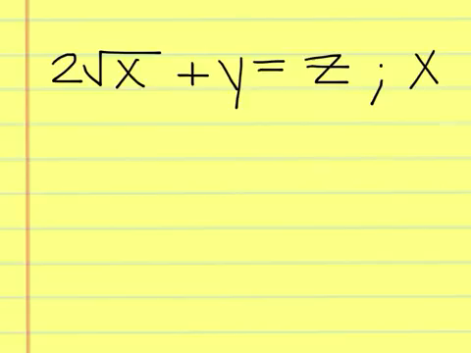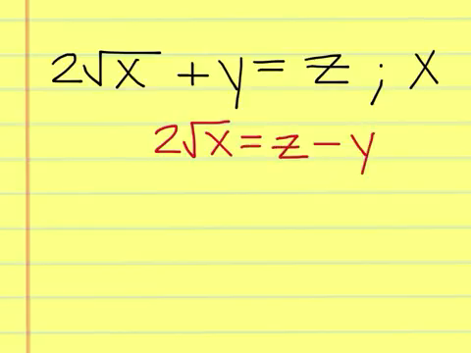To solve for x in this formula, you must begin isolating the x by ridding it of anything that is plus or minus around it. Move this over to this side. So you're left with 2 square root of x equals z minus y.